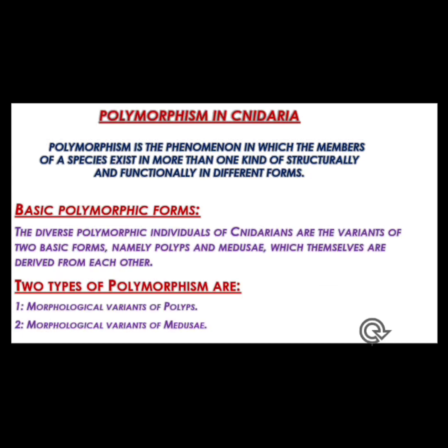Now let's see polymorphism in Cnidaria. Polymorphism is the phenomenon in which the members of a species exist in more than one kind of structural and functional form. Basic polymorphic forms: the diverse polymorphic individuals of cnidarians are the variants of two basic forms, namely polyps and medusa, which themselves are derived from each other. The two types of polymorphic variants are morphological variants of polyps and morphological variants of medusa.